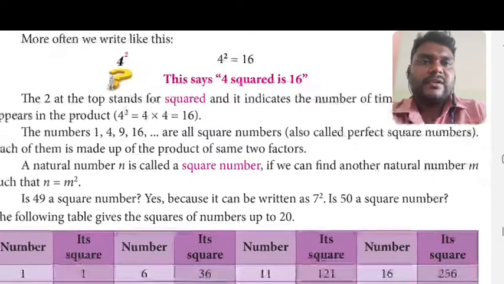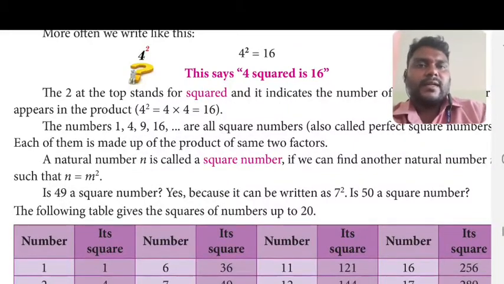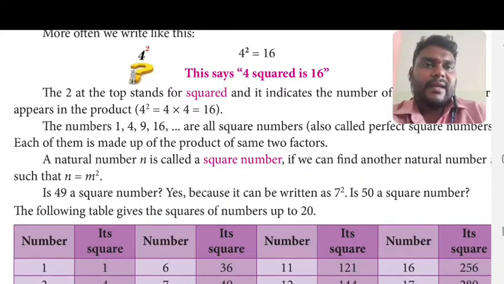m such that n equal to m square. So a square number can be written as m square. So is 49 a square number? Yes, because 49 is a square number.